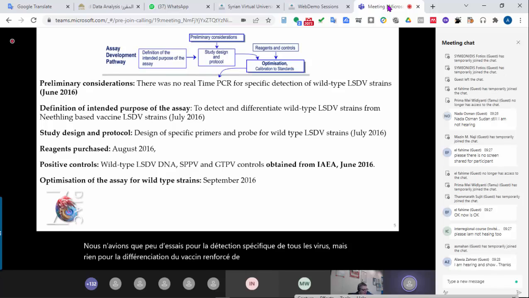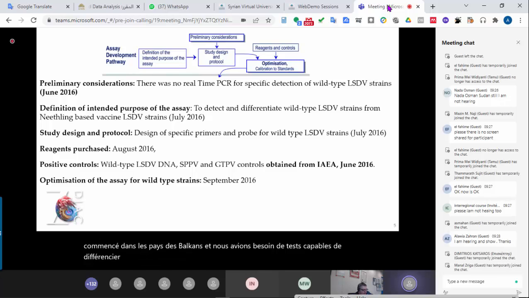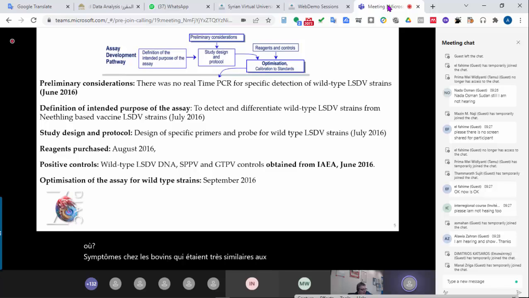It was very important for us because at that time mass vaccination started in Balkan countries, and we needed a test which could differentiate between vaccinal and wild-type strains. That is because some vaccines, after inoculation, were causing symptoms in cattle which were very similar to symptoms from natural infection of the animals.